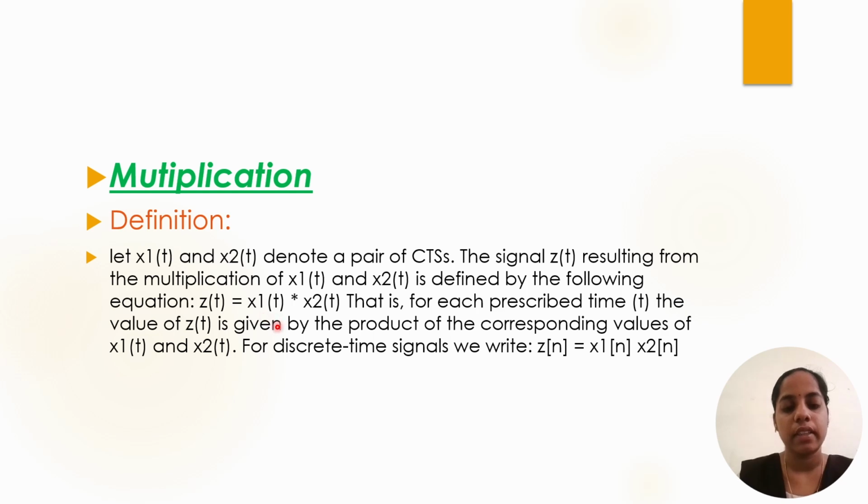We multiply this x1 of t with x2 of t, we get z of t. This is for continuous. Z of n equal to x1 of n into x2 of n. We get z of n. This is for discrete.